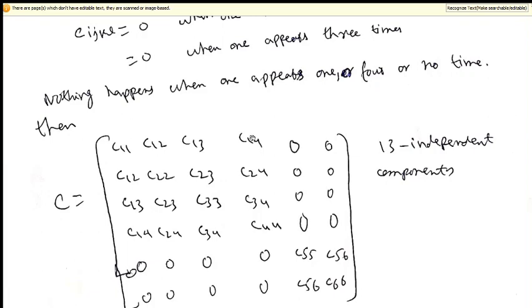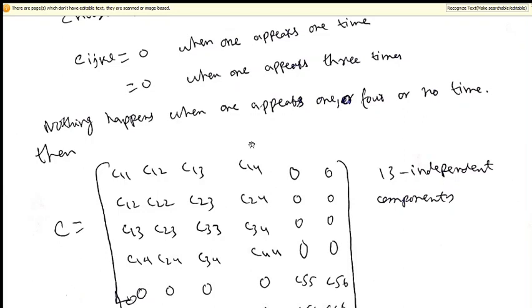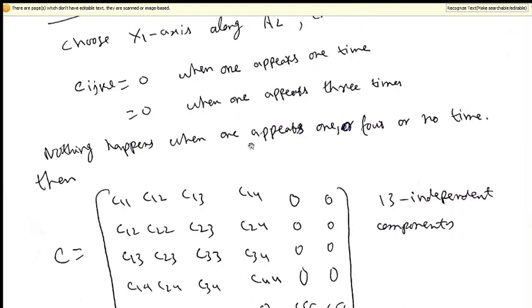In the first case, when x3, this is 0 because it contains 13. Now here we have to check index 1. If it appears 1 time or 3 times, this will be 0. But in this case, C14, C24 and C34, 1 is appearing 2 times. Here 1 is appearing 2 times, and here 1 is appearing no time.